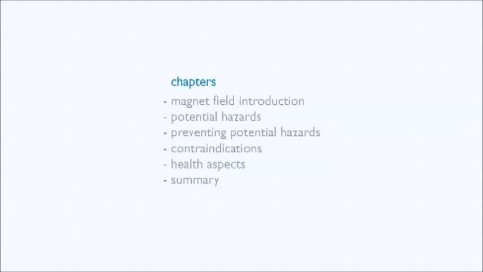This video starts with a brief introduction to the magnetic field of MR systems. Then the potential hazards and the prevention of potential hazards are mentioned. Next, the contraindications that might pose a hazard to the patient are discussed, followed by the health aspects of static magnetic fields. The video concludes with a summary and a list of the appropriate safety precautions.